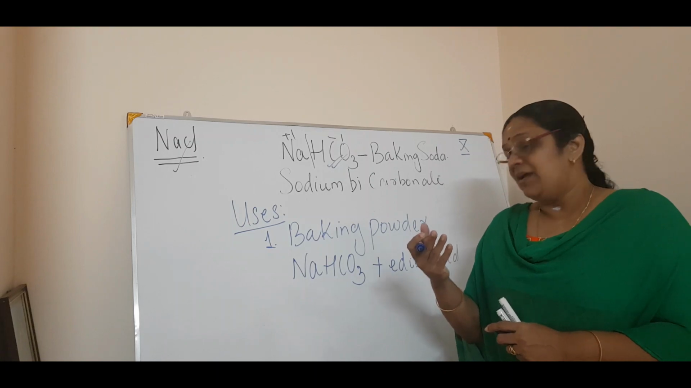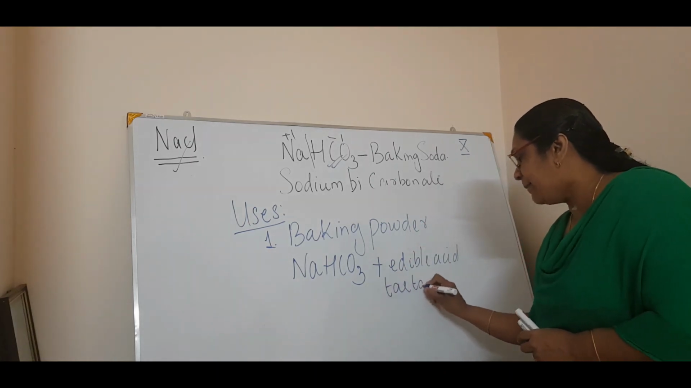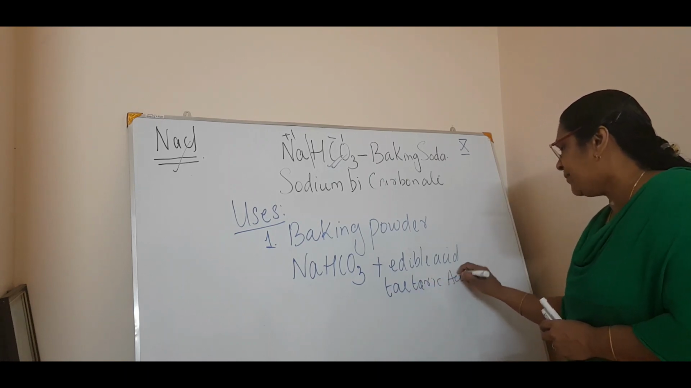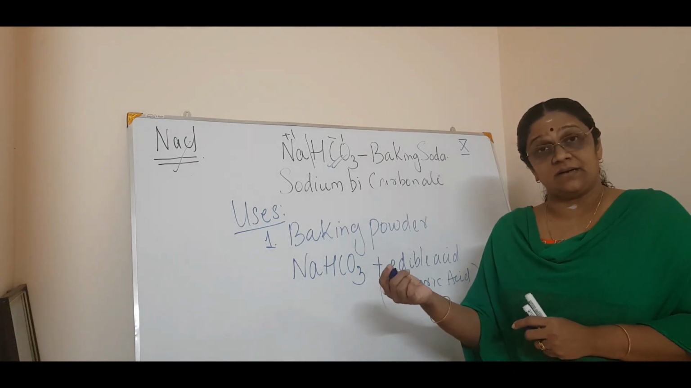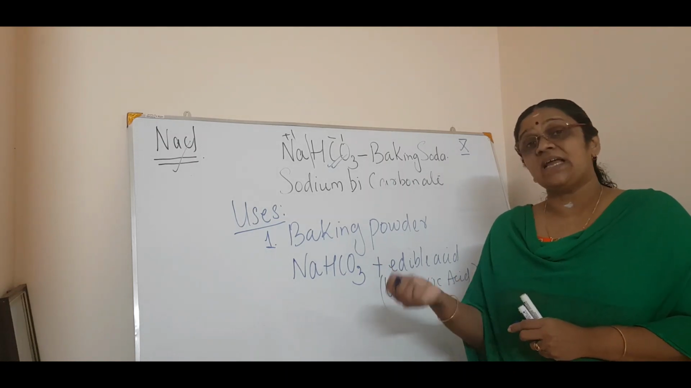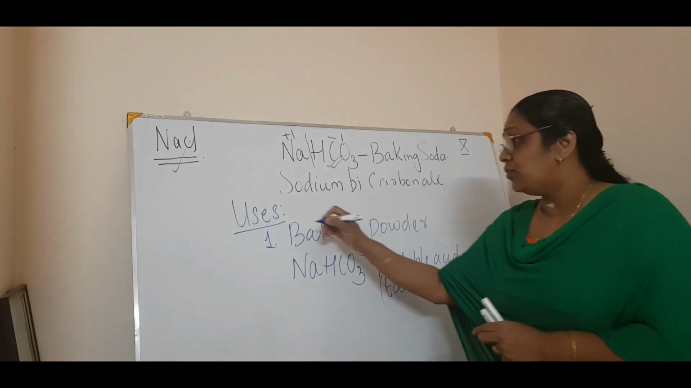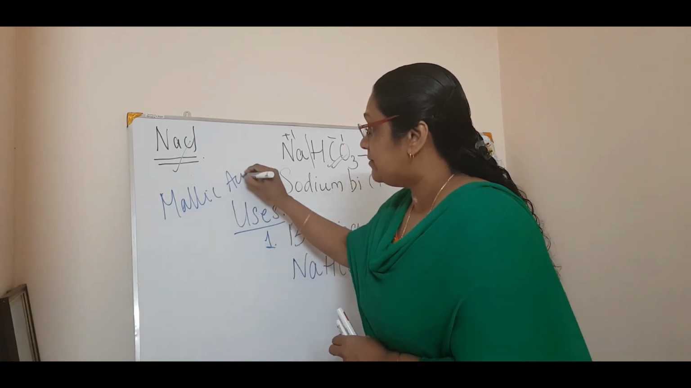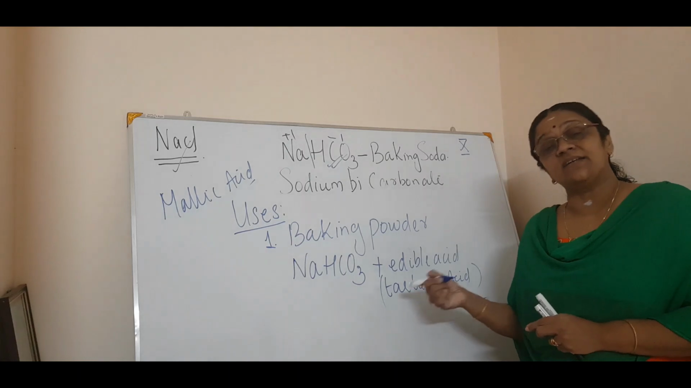For example, tartaric acid. Where do you get tartaric acid? From tamarind, isn't it? Citric acid is from lemon or citrus fruits. Oxalic acid you get from tomatoes. Then malic acid, you know that malic acid? Malic acid you get from apple. And from tamarind you get tartaric acid.